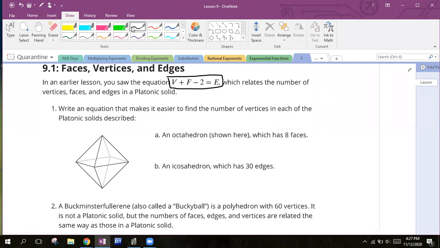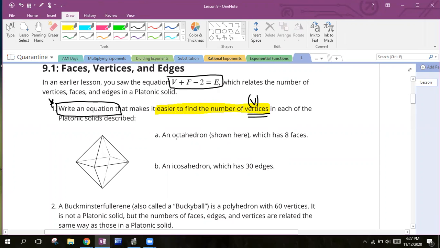It wants us to write an equation that makes it easier to find the number of vertices. Okay, so there's that keyword again, find the vertices. So it's wanting us to solve our equation for V. Okay, so all we're doing is writing an equation where it did not ask us to solve anything.